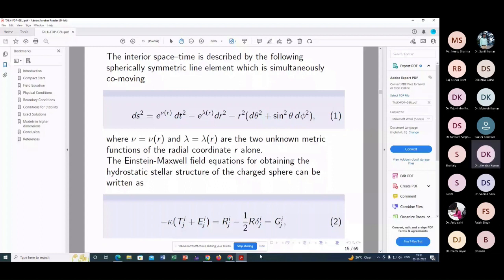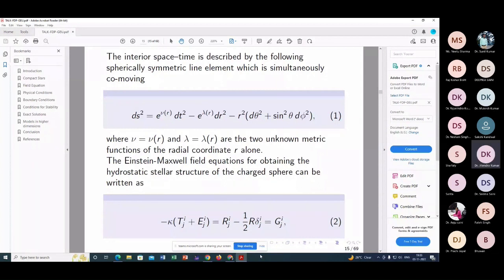And in this metric, that is equation 1, nu of r and lambda of r are known as the metric potentials, and these are arbitrary functions of the radial coordinate r. This metric describes the interior of the static and spherically symmetric stellar system. And in this metric, we have taken the signature of the space-time as plus minus minus minus.